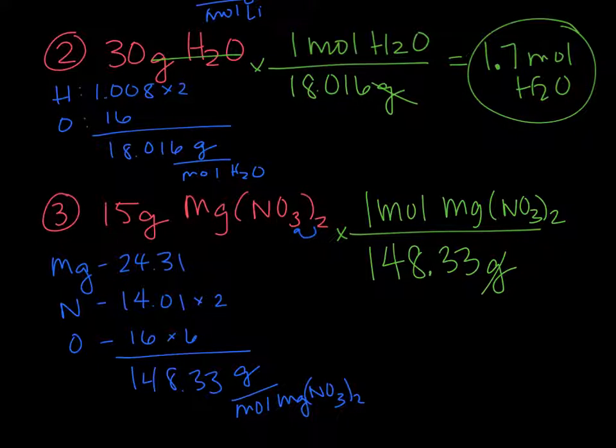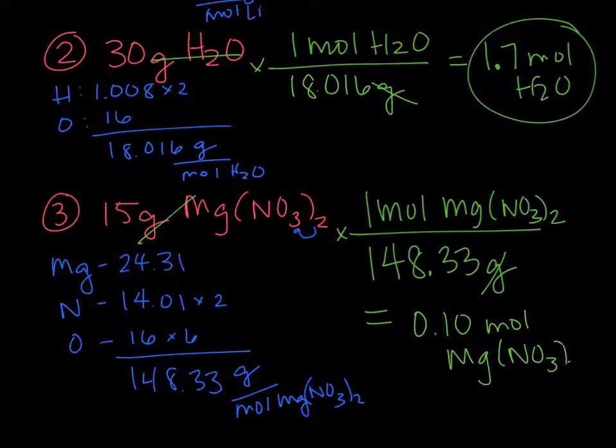So grams are going to cancel out, and I'm going to end up with moles. So in my calculator, I'm going to take 15 and divide by 148.33. And I end up getting 0.10 moles of magnesium nitrate.